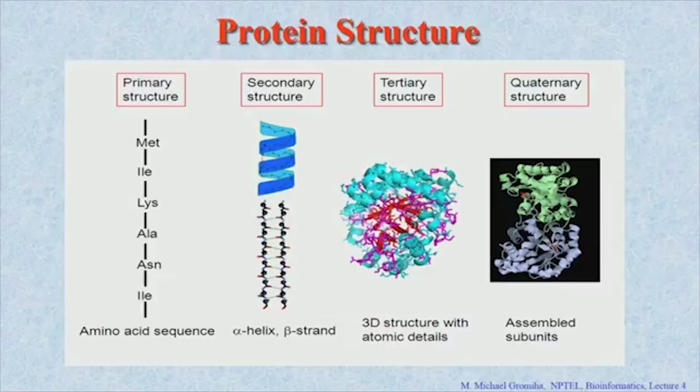When you look into protein structures, there are various levels: the primary structure, secondary structure, tertiary structure and quaternary structure. I will just mention these names and we will discuss the details in the next class. What is the primary structure? The primary structure deals with the combination of amino acid residues. For example, the first residue is methionine, the second residue is isoleucine, the third residue is lysine. You can get this information and go to the next level.